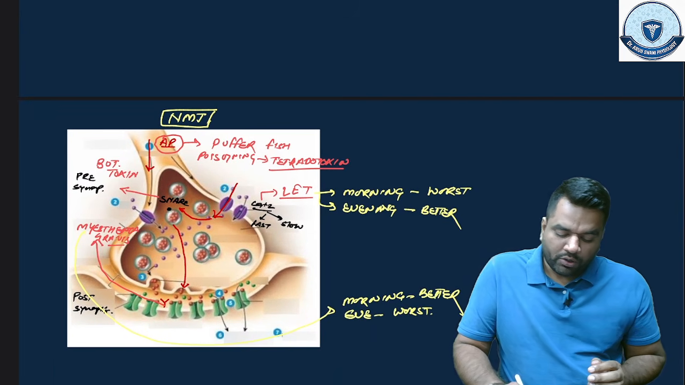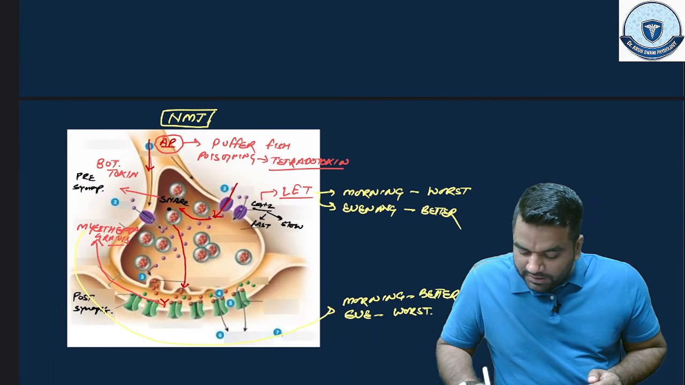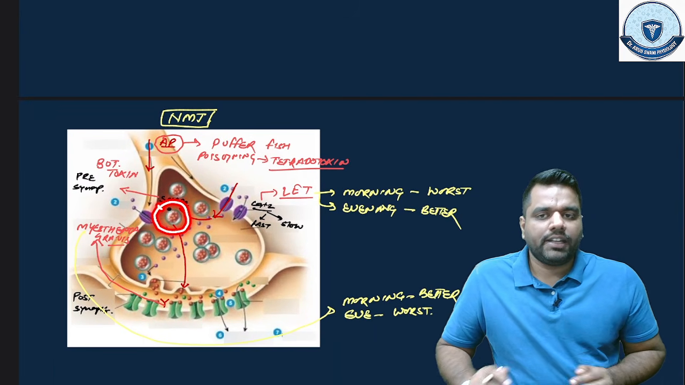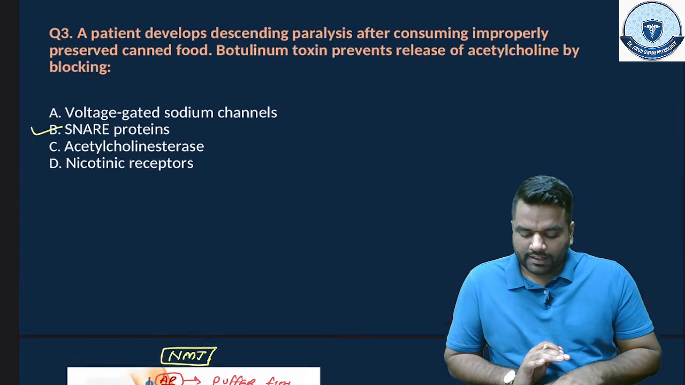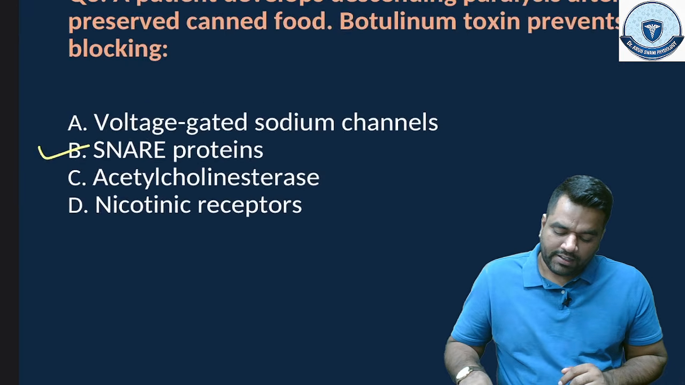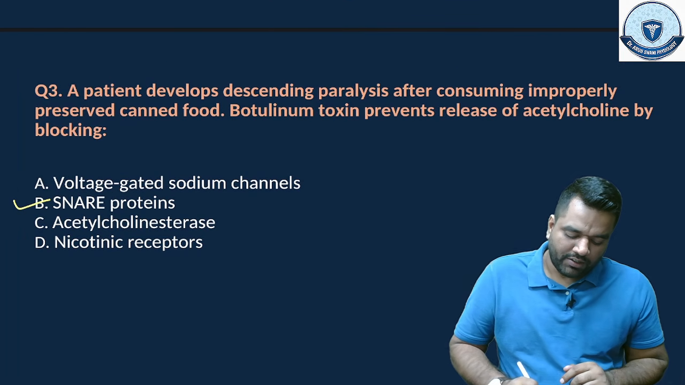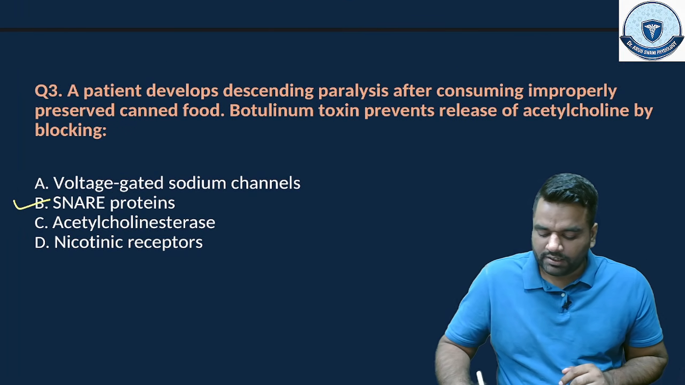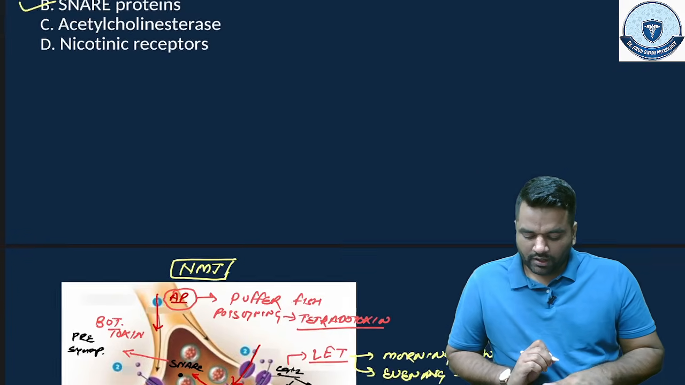So if the botulinum toxin is present at this area, it blocks the SNARE protein and no vesicle can get out from this area. So guys, the right answer of this question: botulinum toxin prevents release of acetylcholine by blocking the SNARE protein, right?